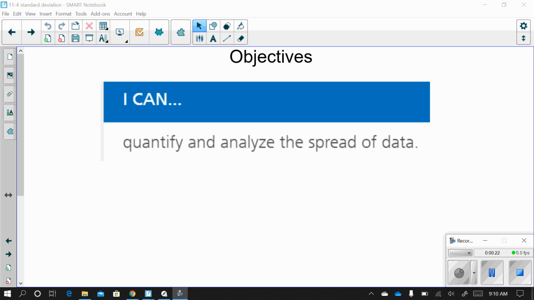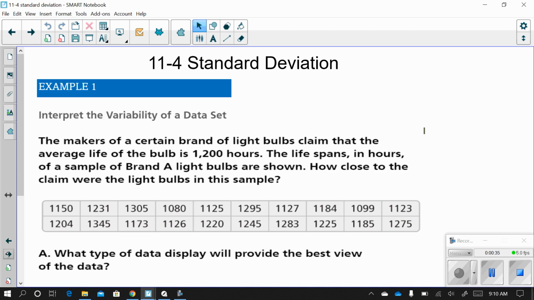Now you've done a little bit of this before. When we talk about the spread, we want to know how far apart the data points are. So we've actually calculated the range before. Range was the max to the min. Today we're going to talk about something called standard deviation. So this is 11-4 standard deviation.